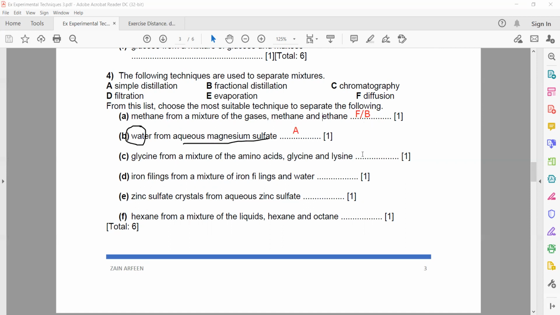A mixture of amino acids. Amino acids are colorless, so we use chromatography. Iron filings, which are insoluble in water, so we can use filtration. So D.